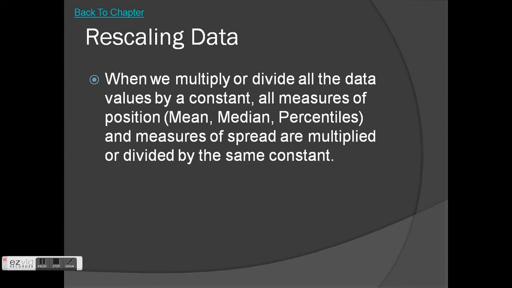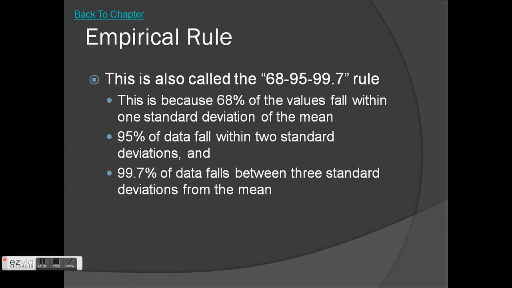When we multiply or divide all the data values by a constant, all the measures of position, mean, median, percentiles, and the measures of spread are multiplied or divided by the same constant. The empirical rule is also called the 68, 95, 99.7 rule. This is because 68% of all the values will fall within 1 standard deviation of the mean, 95% of the data will fall within 2 standard deviations, and 99.7% of all the data will fall within 3 standard deviations of the mean.